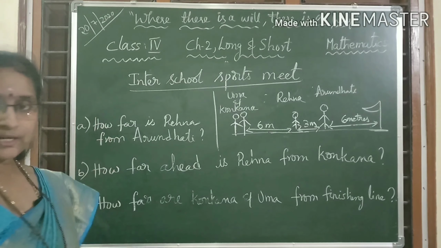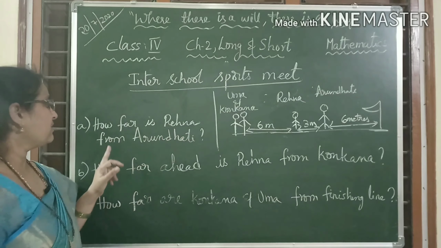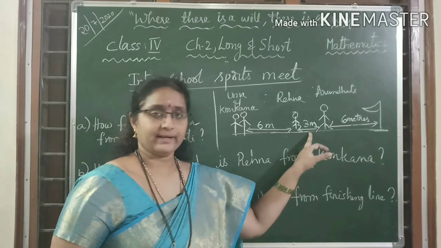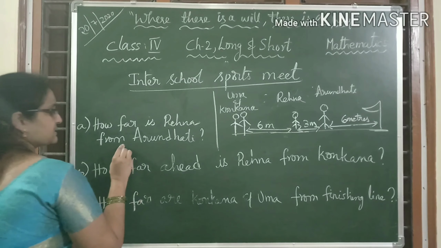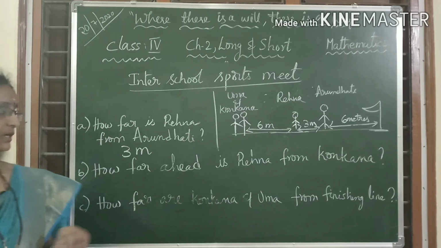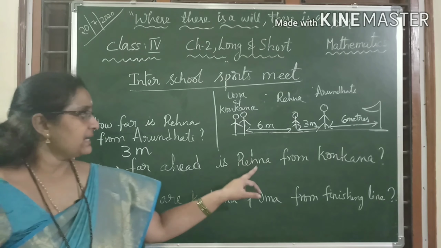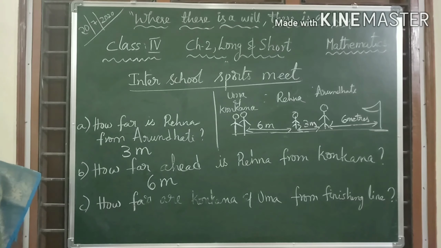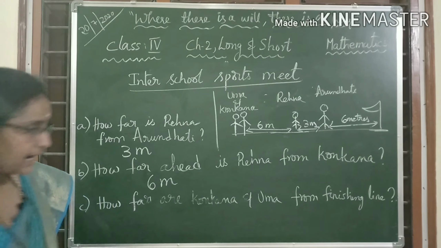Now we need to answer the questions. How far is Rehna from Arundhati? Yes, 3 meters. The distance between Rehna and Arundhati is 3 meters. Now, how far ahead is Rehna from Konkana and Uma? Good. It is 6 meters. Rehna is 6 meters ahead of Konkana and Uma.